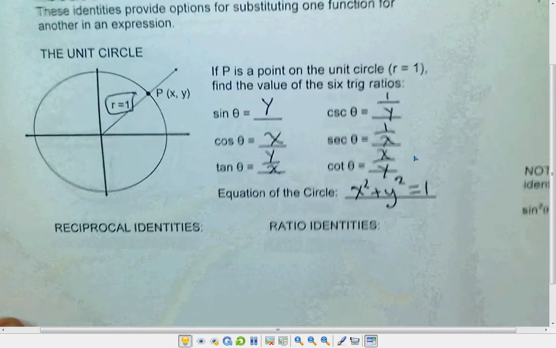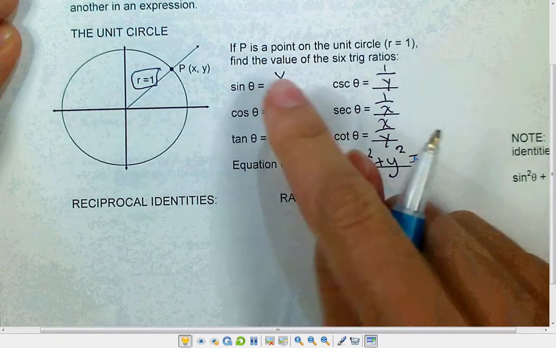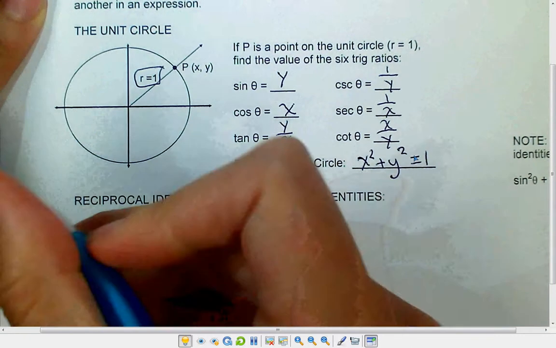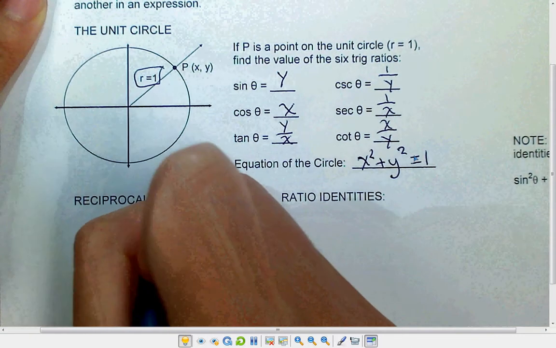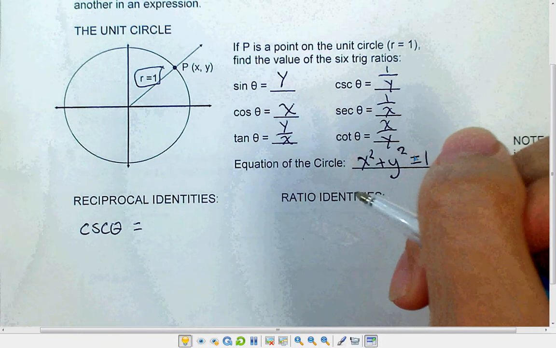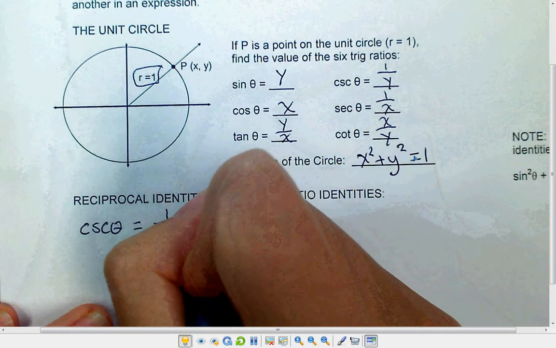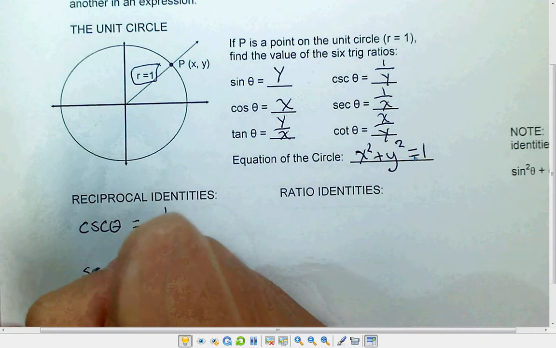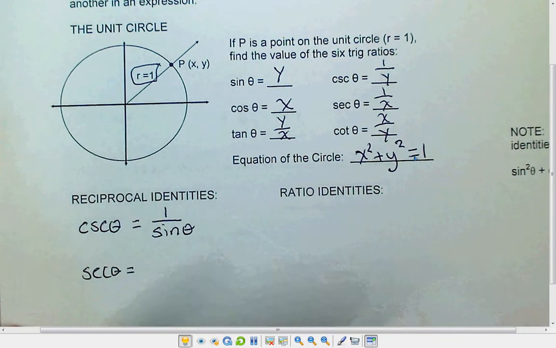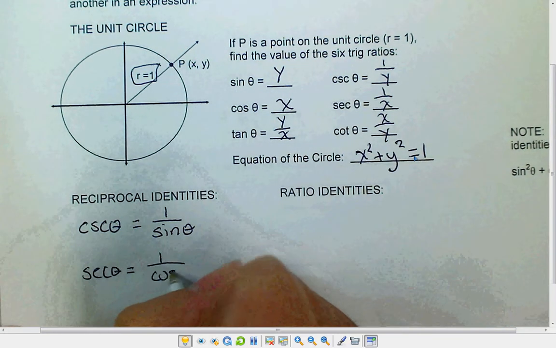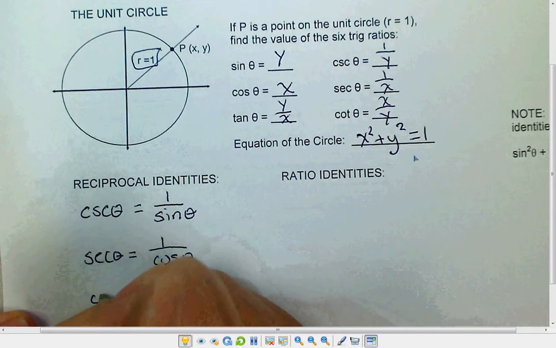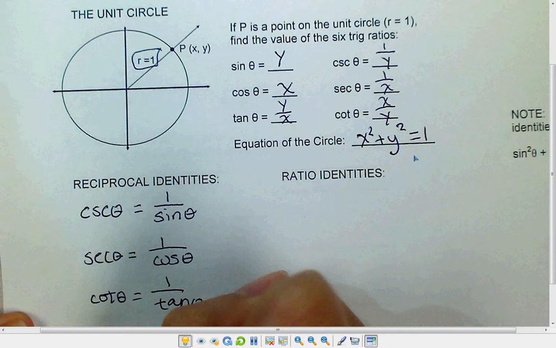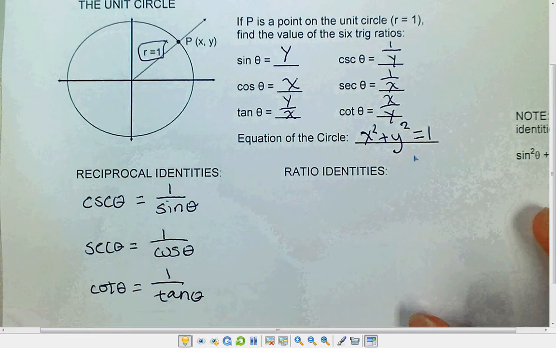So our first couple of identities are just using the reciprocals. Because cosecant is the reciprocal of sine, we can write cosecant of theta as 1 over sine of theta. Secant is the reciprocal of cosine, so we can rewrite secant as 1 over cosine. And then cotangent we can rewrite as 1 over tangent. So our first 3 identities are just the reciprocals.